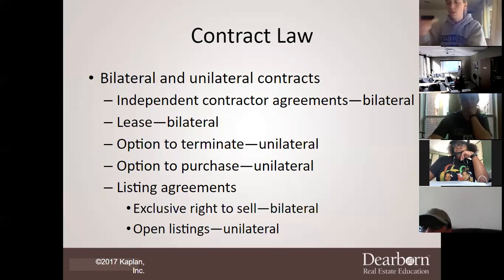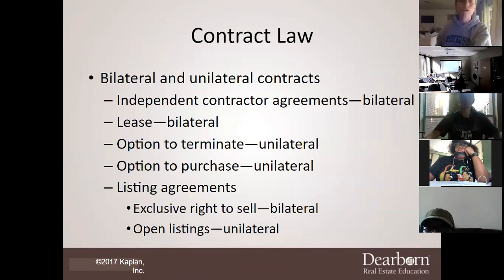What is my title here? Well, you're the broker. So I'm the broker, and what are Travis and Stefan? Agents. So the independent contractor agreement is between who? Me, the broker, and who else? The agents. So it's between the broker and the agents.